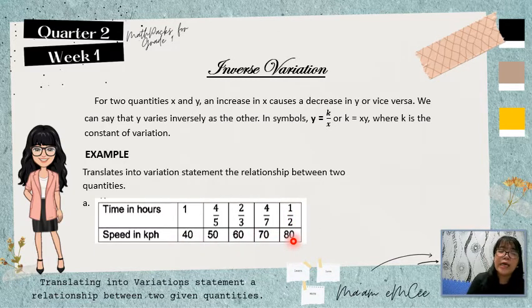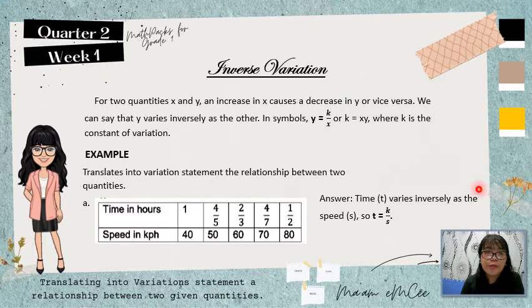Now notice that the time in hours decreases. From 1 it becomes 4/5, then 2/3, then 4/7, until 1/2. But the speed increases from 40 to 50, 60, 70, 80. So as the time decreases, the speed increases. Or likewise, as the time increases, the speed decreases. So this shows an inverse variation.